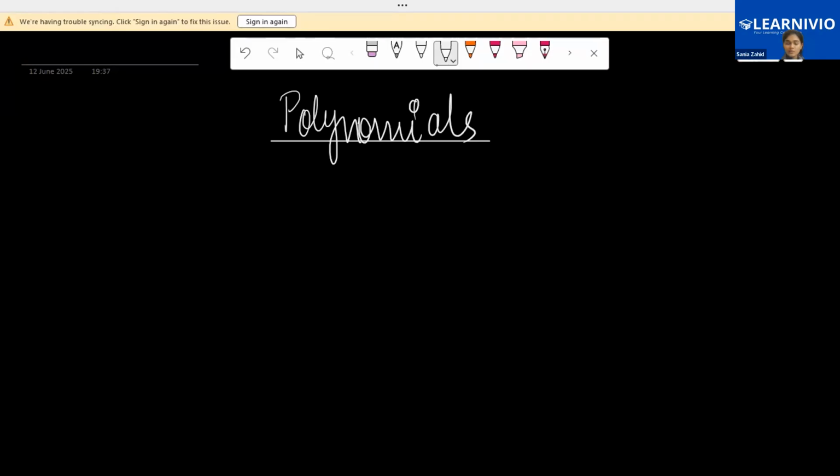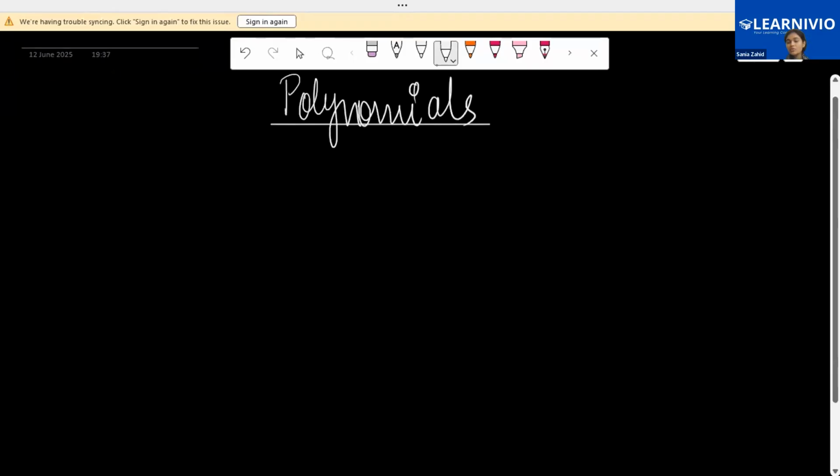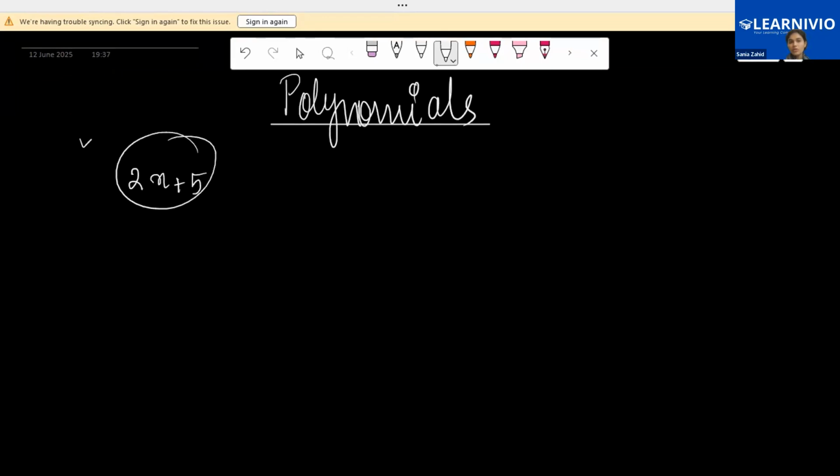Okay, so in the last class, we completed the first exercise. We will just quickly revise the topics that we completed. The first thing I told you is what the criteria is for an expression to be called a polynomial. Let's suppose my expression is 2x plus 5. This is a polynomial. Now, if my expression is 2x squared plus 5x plus 3, this is also a polynomial.